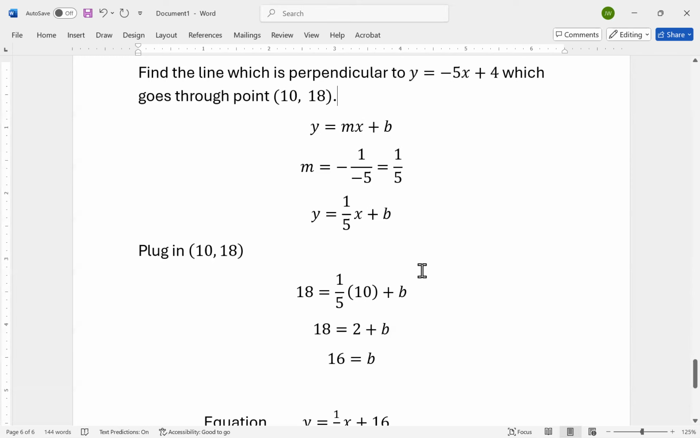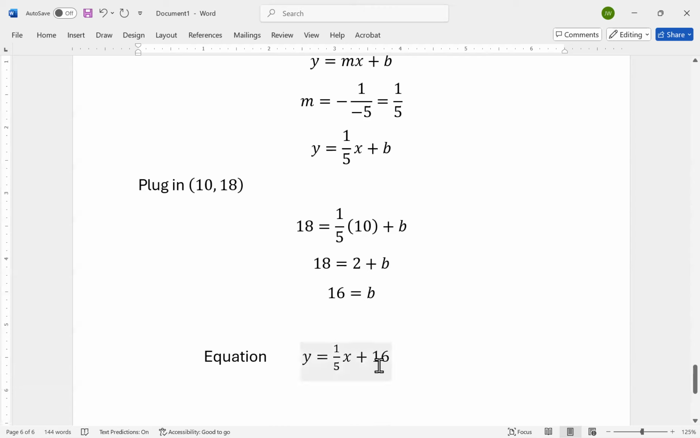You can see that in each one of these cases where we're finding a line, we always start by trying to find the slope first, plug in some point, and that will give us our numerical value for b, and then we just write the equation.